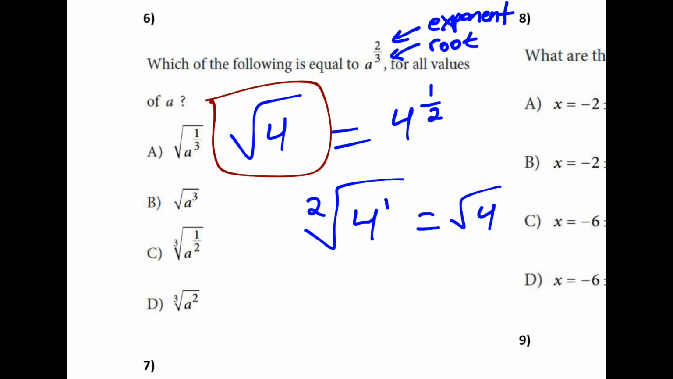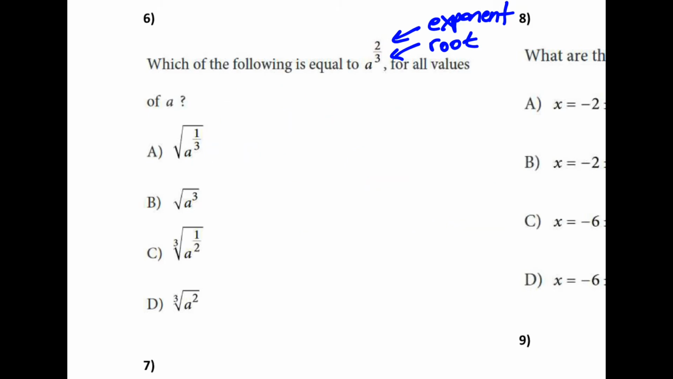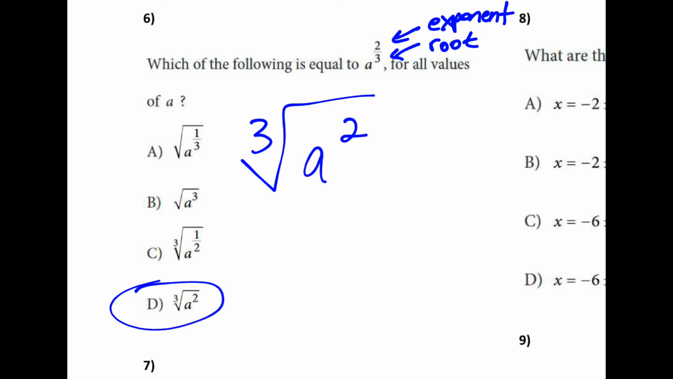So the general pattern here is that when we have a fraction in the exponent, the bottom number is going to be our root. That's the number that goes with the square root or the cube root or whatever root. And the top number is going to be the exponent that goes inside of the radical. In other words, we're going to take the third root of a squared. And that's it. If you understood that property, this is an easy one.